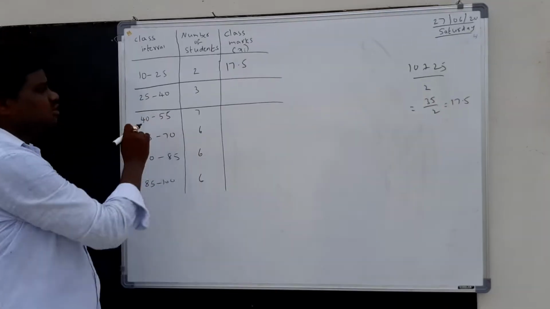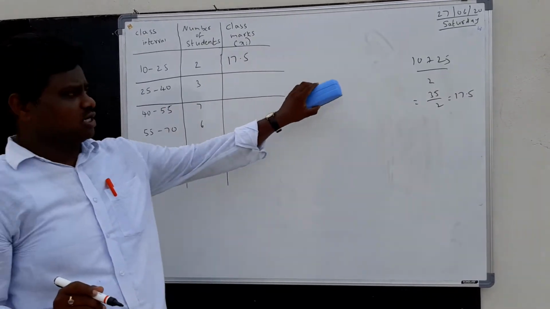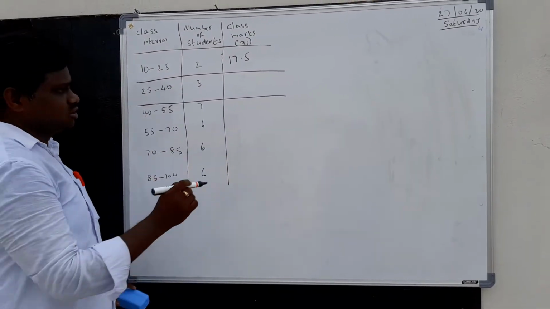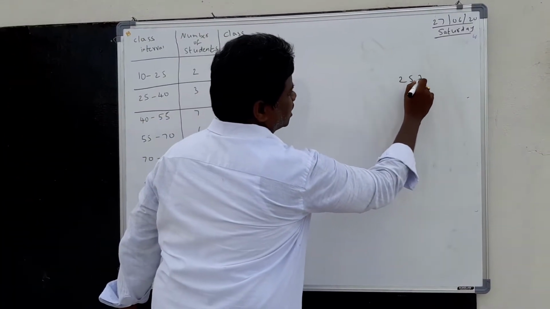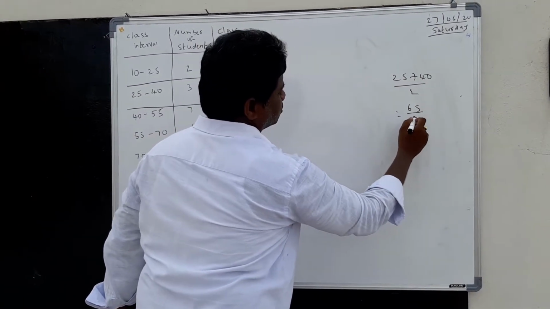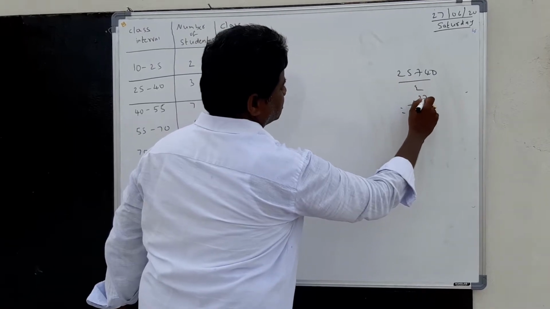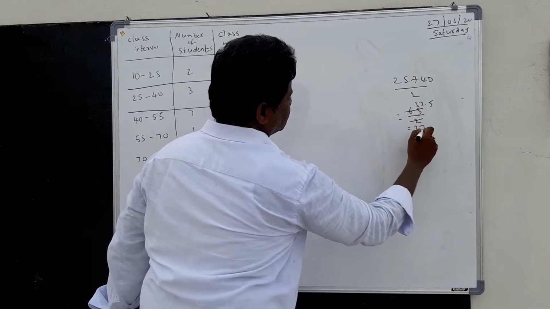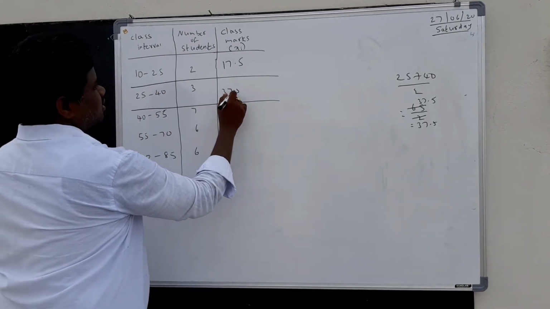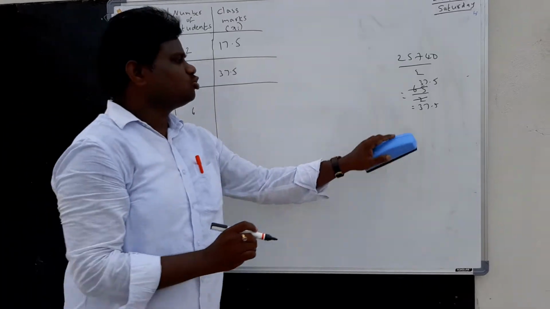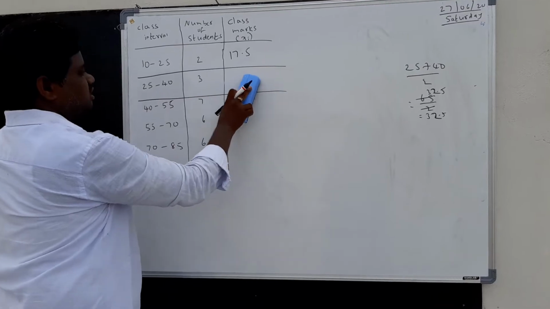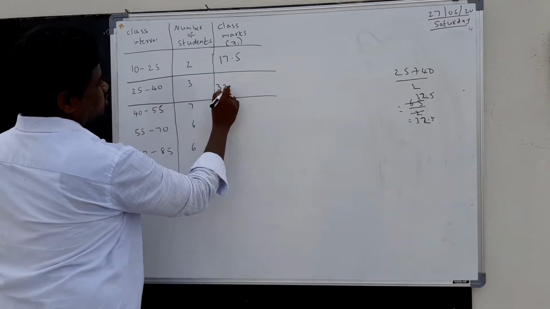For the next one, class interval 25 to 40. If you want to find class mark, we have to add both. That is 25 plus 40 by 2. That is 65 by 2. So you will get 32.5. So for this class interval, you are getting 32.5.